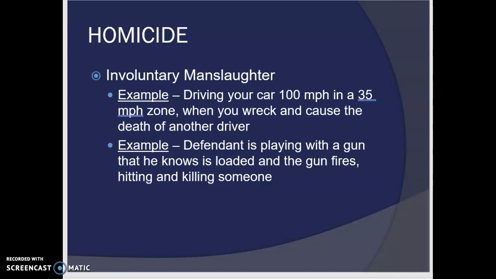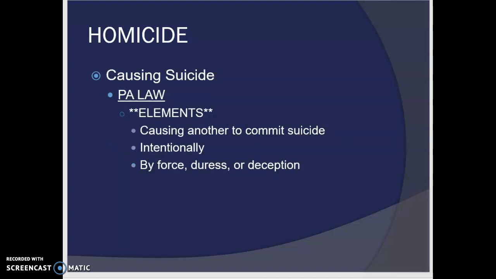And there are a couple other ones that I want to go over quickly, and these ones are sort of changing. Some of the laws here have been shifting a bit, especially with respect to the drug crimes. We'll get to that in a second. The first one that I want to put here is causing suicide. Causing suicide and aiding suicide, which is on the next slide, are 2 different things.